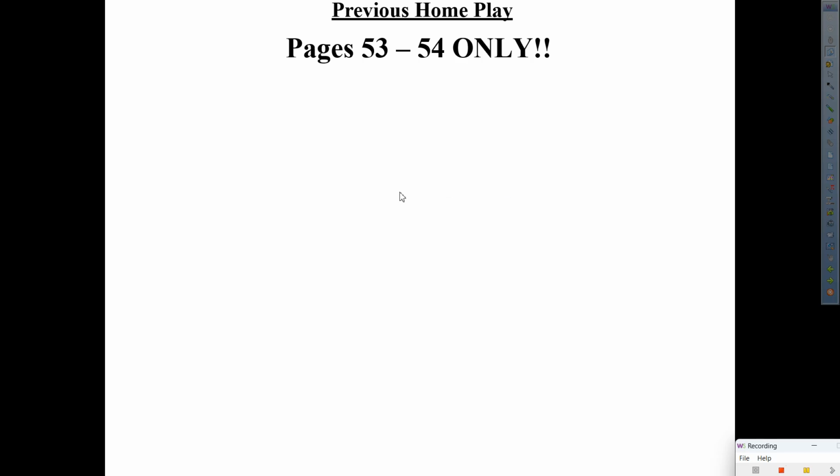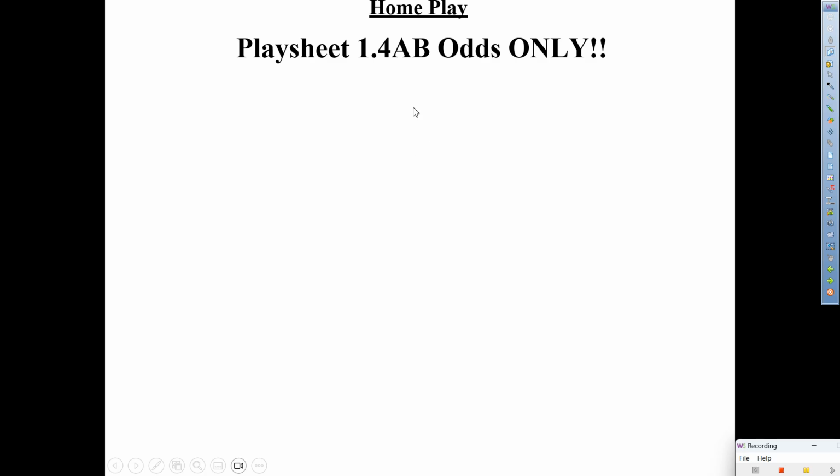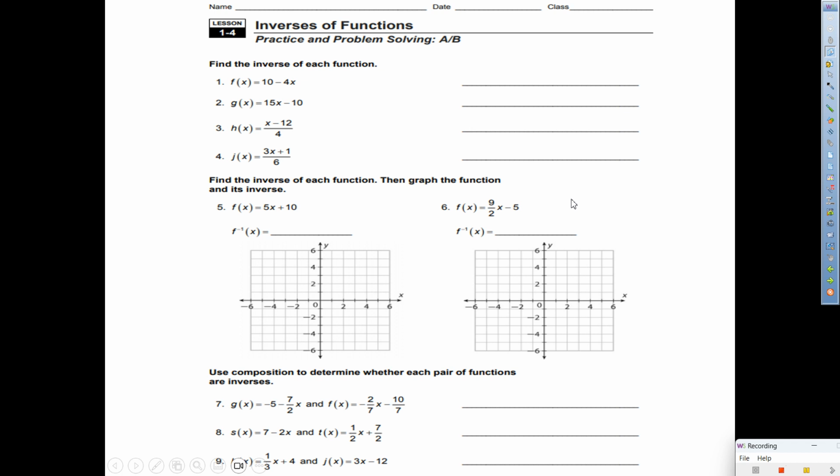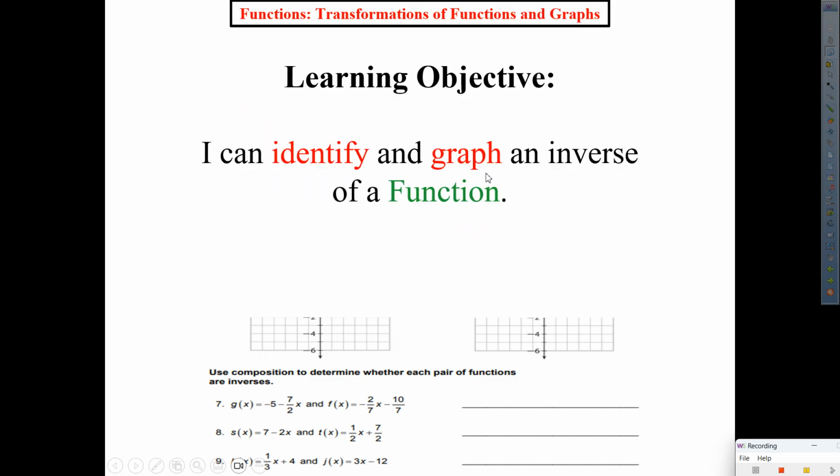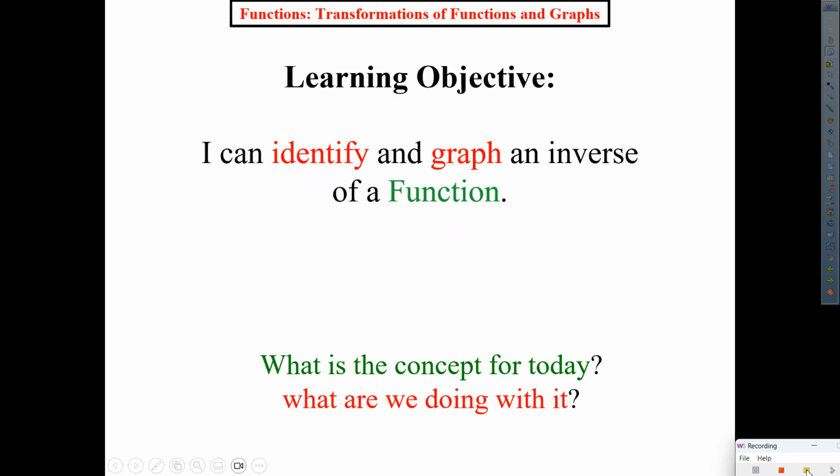Woo. All right, tonight's home play. Play sheet 1.4 AB, odds only, and it looks something like this. Is it open on Canvas? No? Oh my goodness. All right, hold on, let me pause.